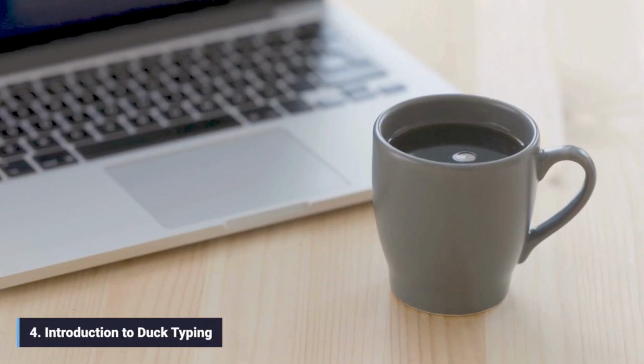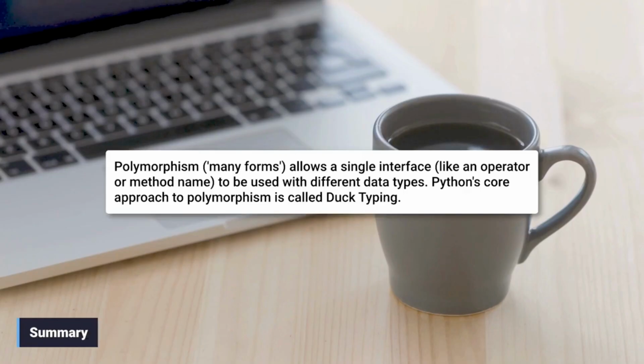4. Introduction to duck typing. Python's flexibility means we don't care about the object's formal class type. We only care about whether it can perform the action we need. The famous saying is, if it walks like a duck and it quacks like a duck, then it must be a duck. This principle is known as duck typing, and it is the foundation of polymorphism in Python.